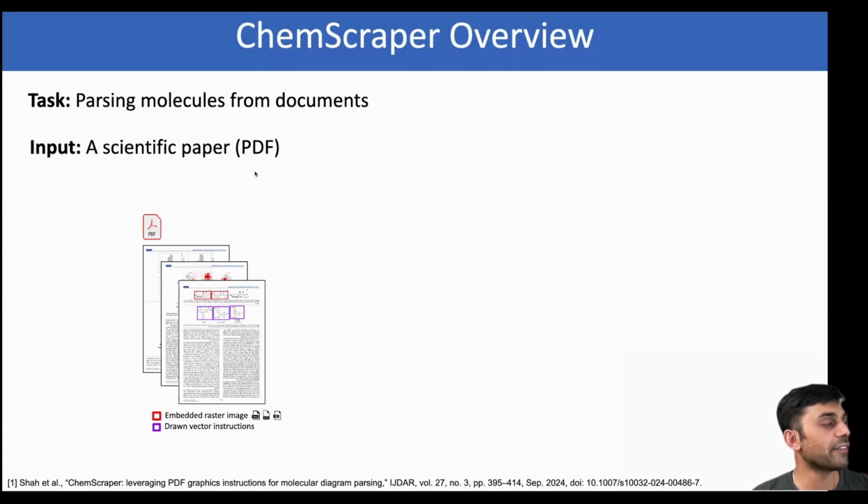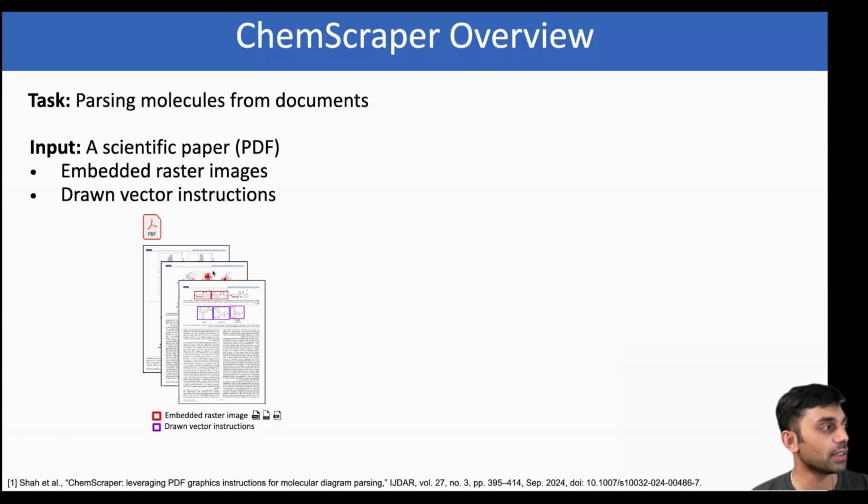So the input is a scientific paper in the form of PDF, which contains molecular diagrams in basically two forms: embedded raster images, which can be JPEG, PNGs, or other image formats embedded in a document, or drawn vector instructions, which contain all the vector information available in the PDF itself.